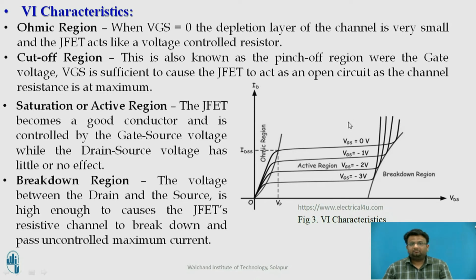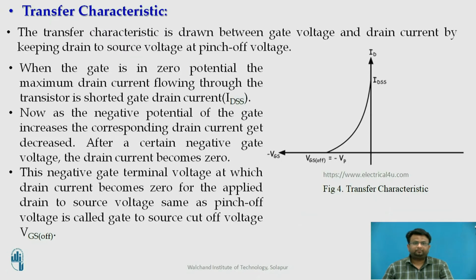In the breakdown region, the voltage between the drain and source is high enough to cause the junction field effect transistor's resistive channel to break down and pass the uncontrolled maximum current across the channel. This situation is called a breakdown situation, and at that time the current is very high.